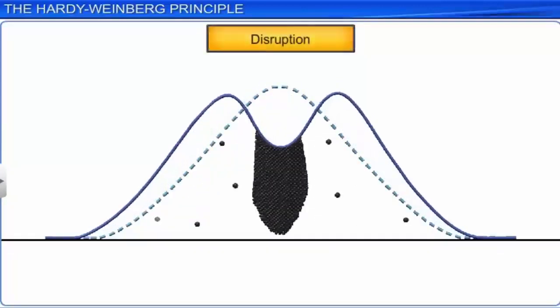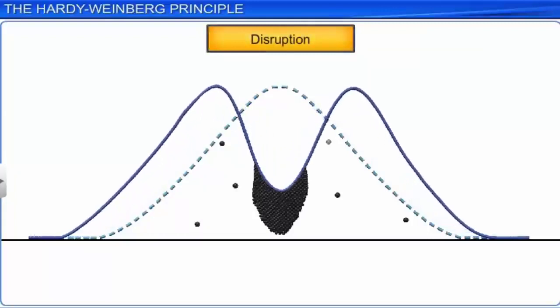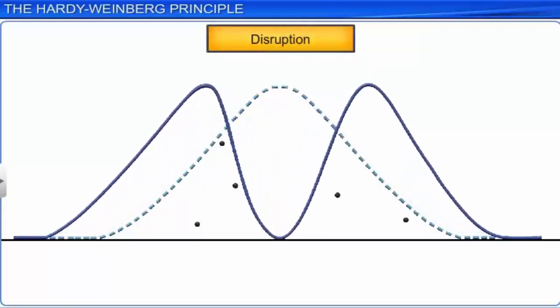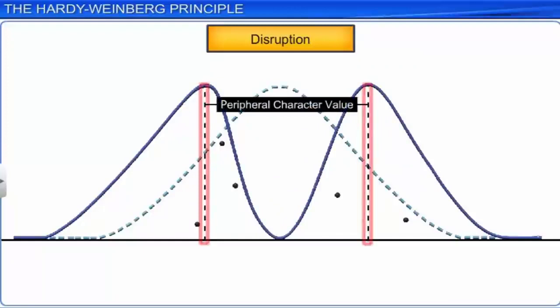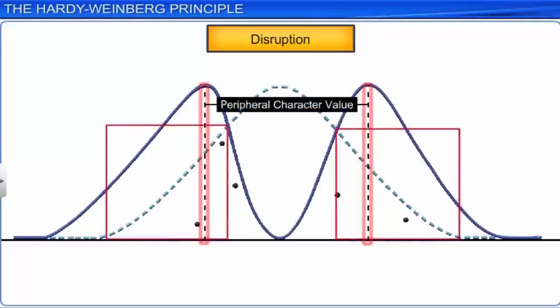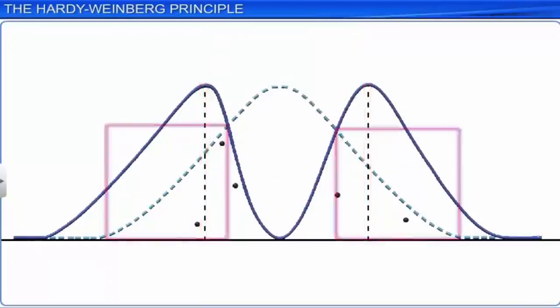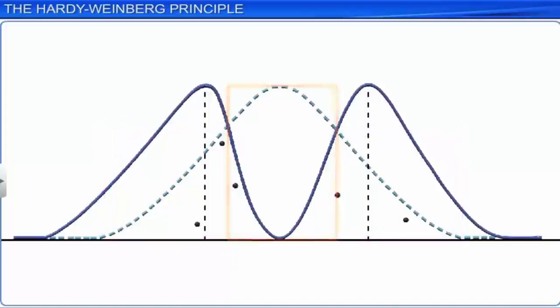Natural selection can also lead to a disruption situation, where a greater number of individuals acquire peripheral character values at both ends of the distribution curve. This situation occurs when the individuals at both ends of the curve have a higher survival probability than those in the middle.